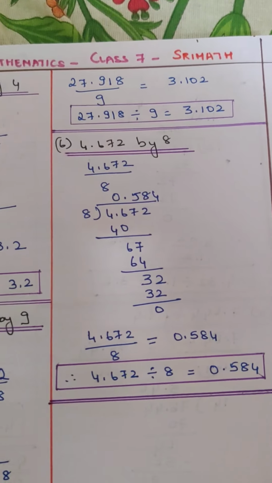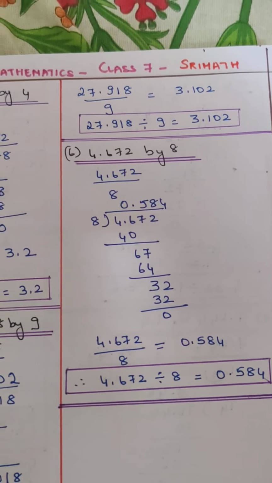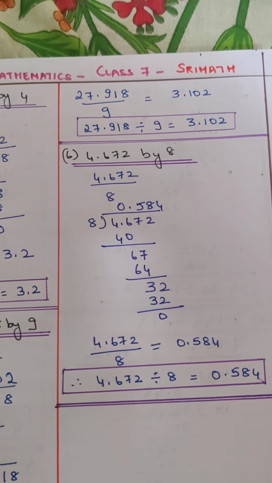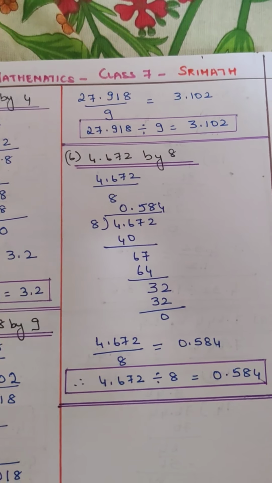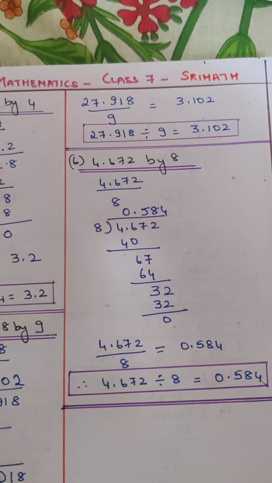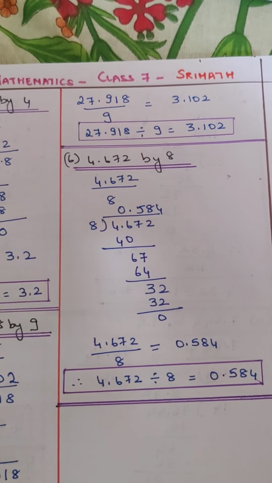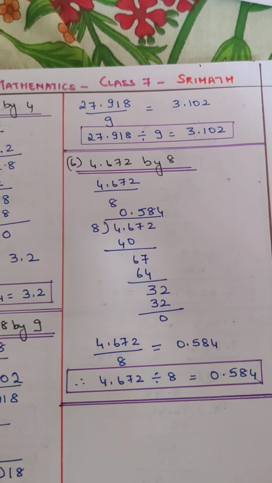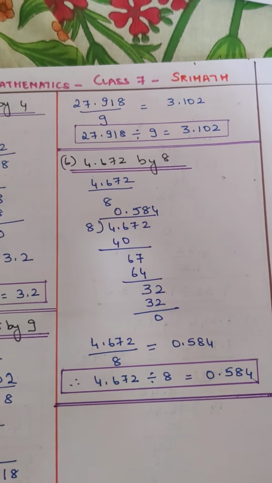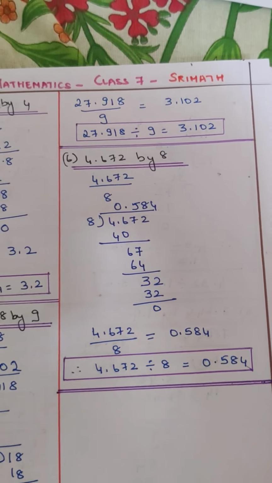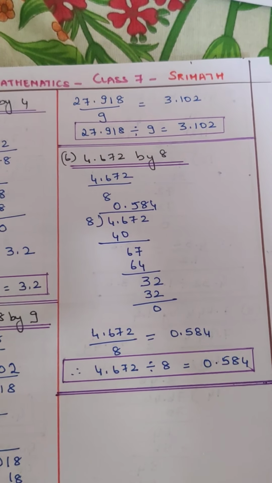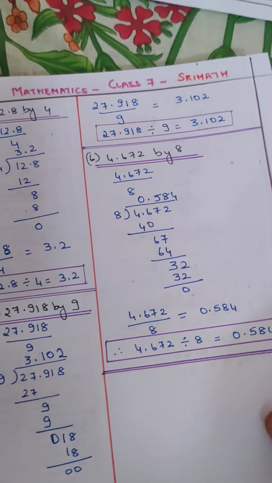The sixth one, 4.672 by 8. So 8, 4 can't be divided. So you put a point and it becomes 46. So 8 5s are 40, therefore it becomes 0.5. 6 is the remainder, get 7 down. 8 8s are 64. 3 is the remainder, get 2 down. So 8 4s are 32. So the answer is 0.584. Just pausing for a few seconds for you to understand my calculation. It's all simple. It's all there in your calculation and division.